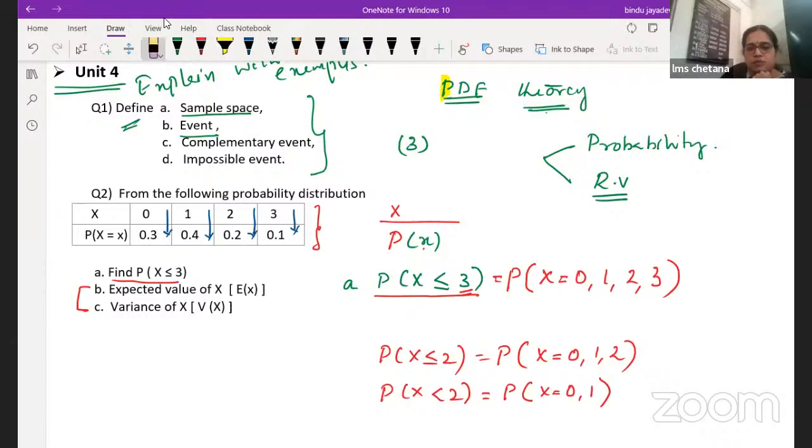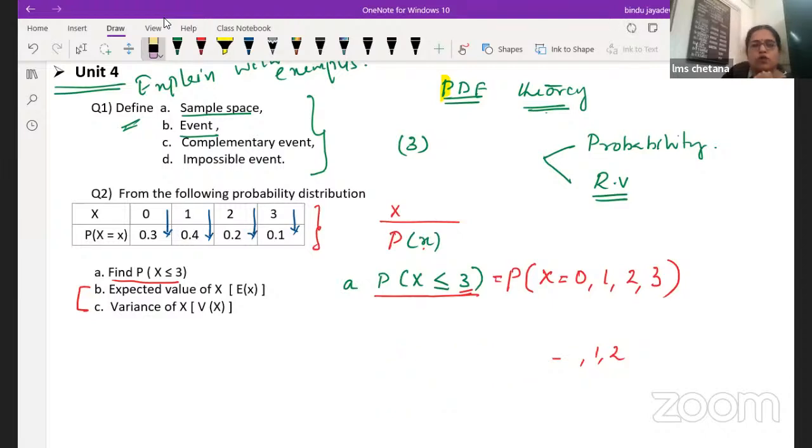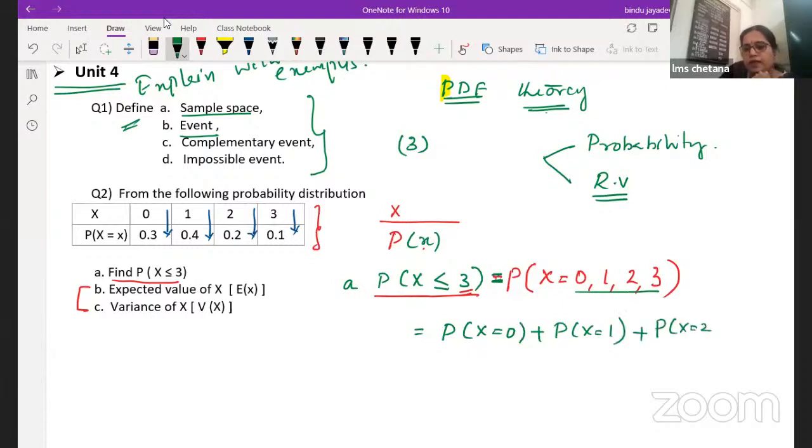I'm just rubbing this part. This is just to explain to you. Now how to proceed? This is very easy. You first decide which numbers are less than 3. You have written that detail. Now by the addition theorem, we write separately: P of X equal to 0 plus P of X equal to 1 plus P of X equal to 2 plus P of X equal to 3.